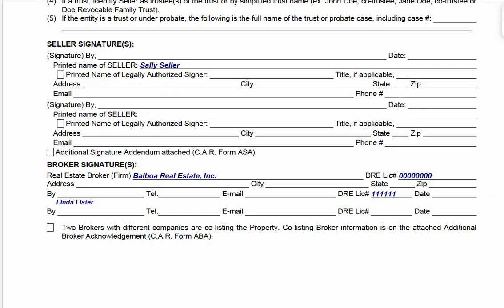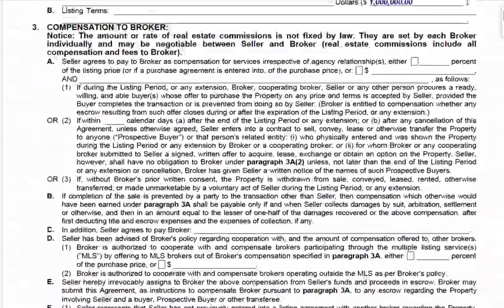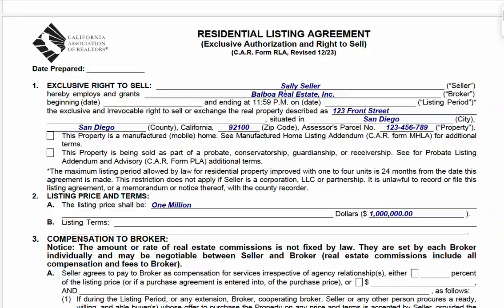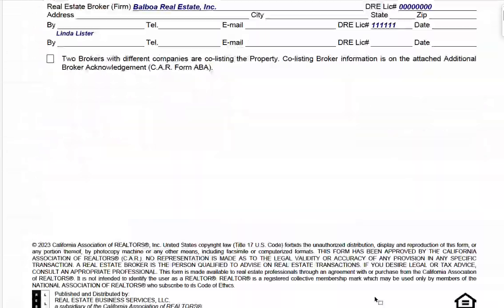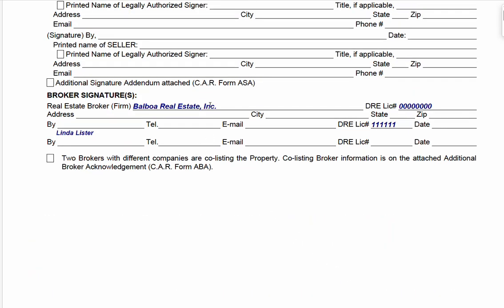Now, sometimes I see agents go up to page 1 on the listing agreement and put two brokerages here, and that'll be reflected at the bottom where we just saw. And you'll see two brokerage names here, and then two different agents for two different brokerages sign. And that's technically incorrect. I mean, it's fine if it gets done, but it doesn't preclude the fact that the agent needs to check this box and do the additional broker acknowledgement.